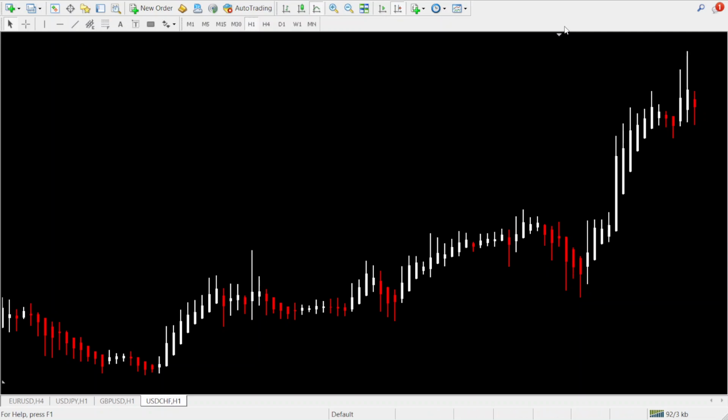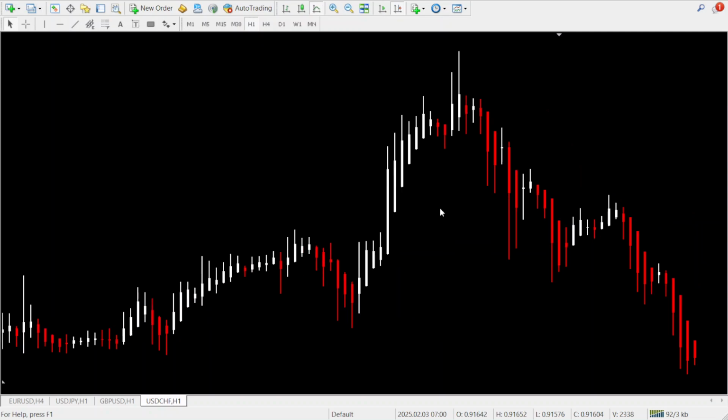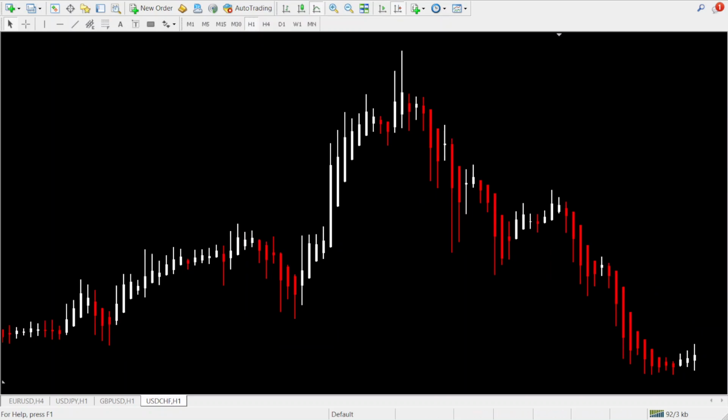So by recognizing the trend direction early, you can adjust your trading strategy to align with the market's movement, whether you are looking to catch quick scalping profits in the direction of the trend, or hold trades throughout the day. Now, let's talk about how to use Heiken Ashi for scalping.